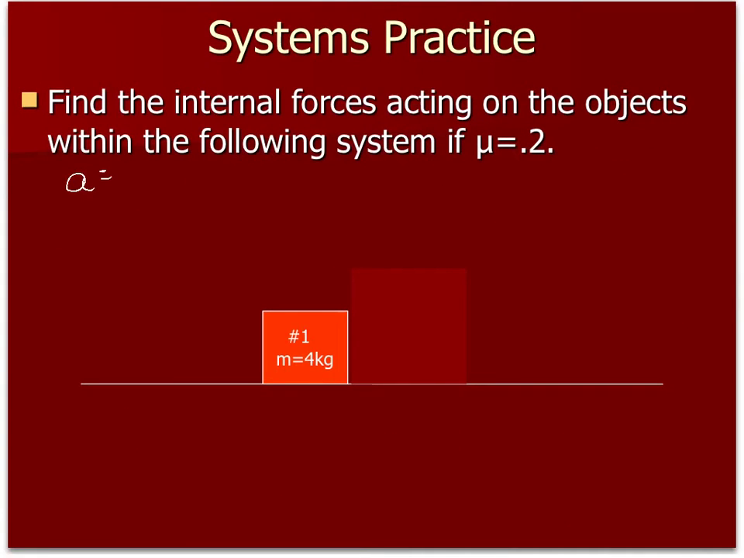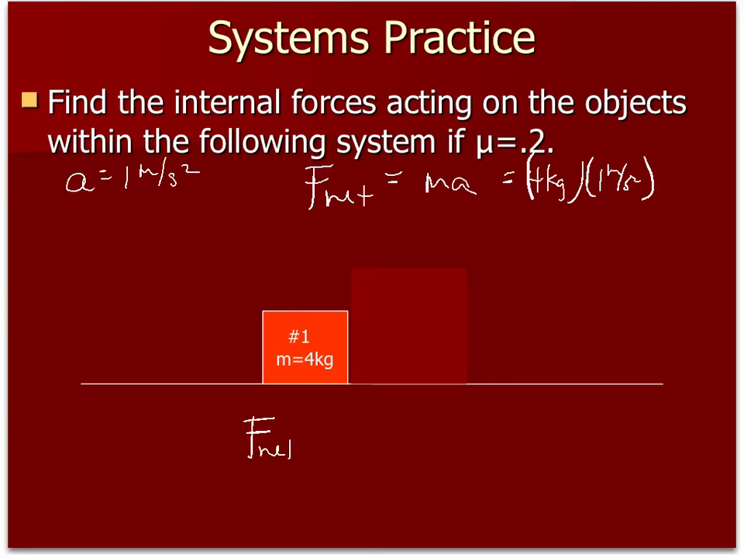Okay, so we've just solved for the acceleration on the system to be 1 meter per second squared, and I know that's going to be the acceleration on both box number 1 and box number 2. I can calculate the F net on each of my boxes by using F net equals m times a. And so for box number 1 that has a mass of 4 kilograms, that's going to be equal to 4 times 1, which we know is going to give us an F net of 4 newtons on box number 1.